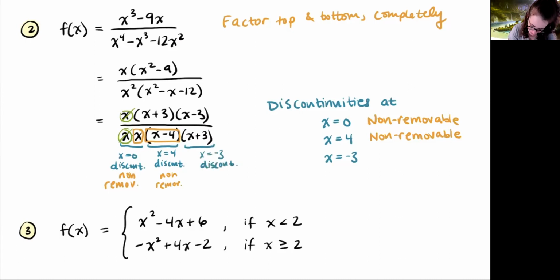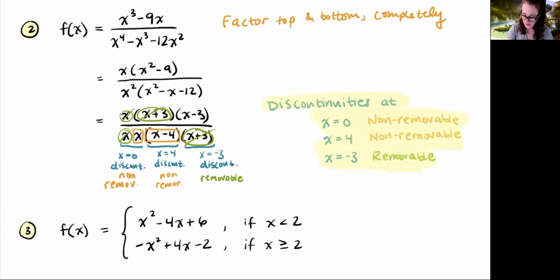And of course, this one has a common factor up top. Right here, we can kind of remove those. And so this one we would say is removable because we get rid of it completely in the denominator. So x equals negative 3 is a removable discontinuity. So we found all the discontinuities and classified them, and we did our job.